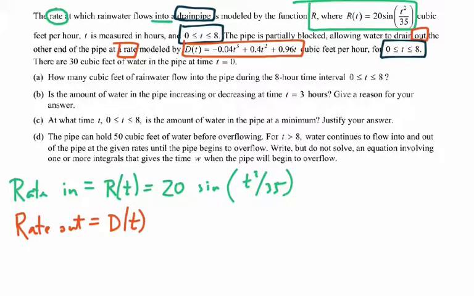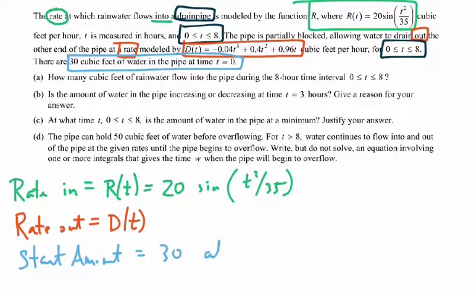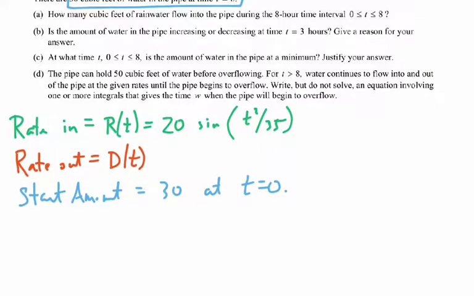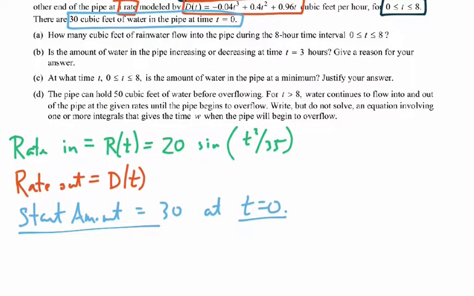Great. Oh, there's more. There are 30 cubic feet of water in the pipe at time t equals 0. This, again, is huge information. This is the start information. So the start amount is equal to 30 at time equals 0. This tells us two things: our starting amount is 30, and our starting time for most of our integrals is going to be 0.